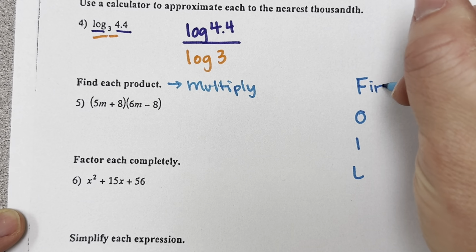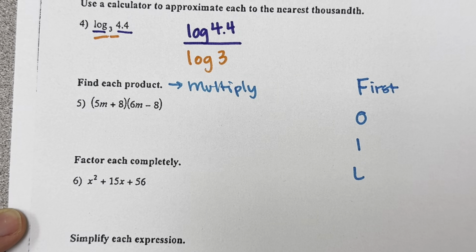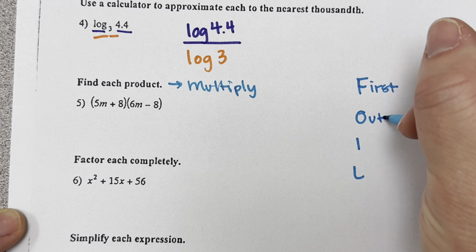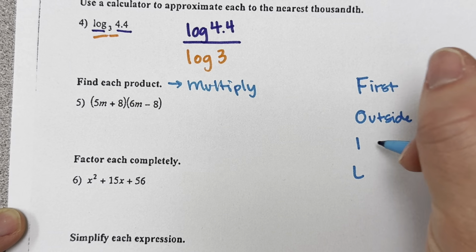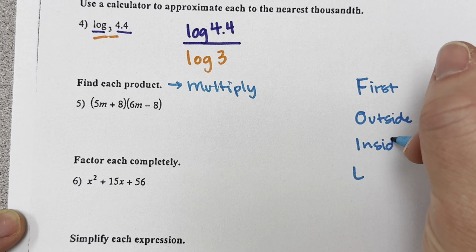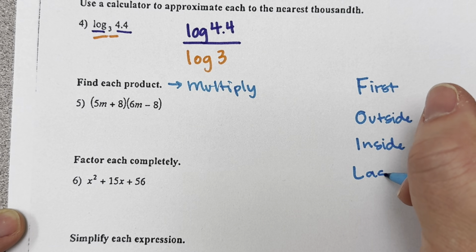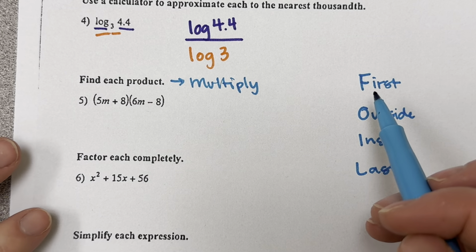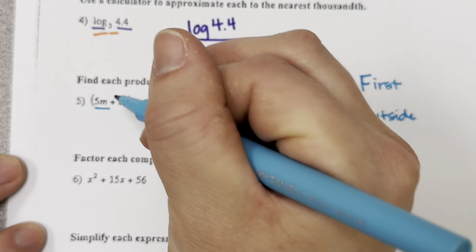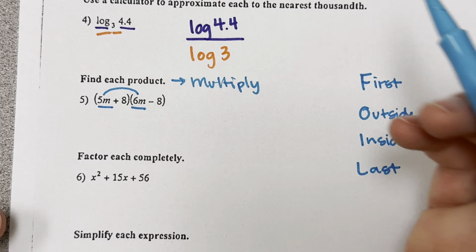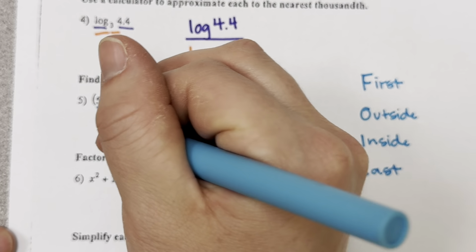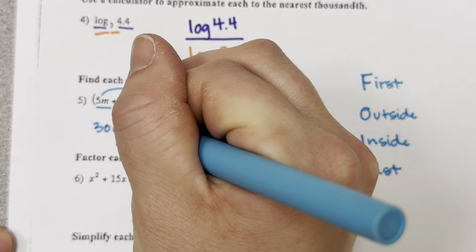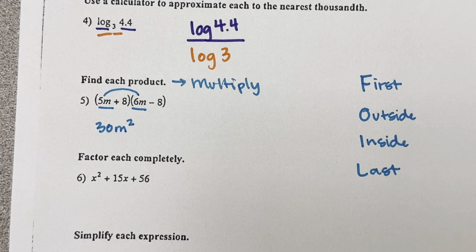Remember, F stands for the first terms. You're going to multiply the first terms together. O are the outside terms. I are the inside terms, and L are the last terms. Okay, so what this means, start with F. Multiply your first terms together. Okay, 5m times 6m is going to give me 30m squared.